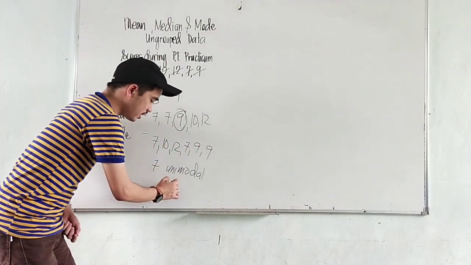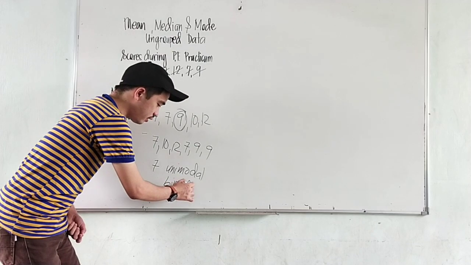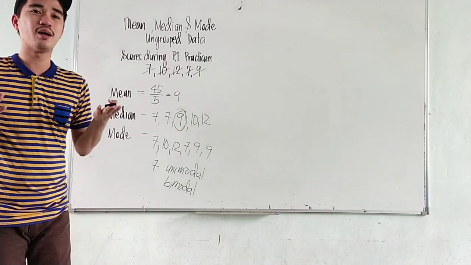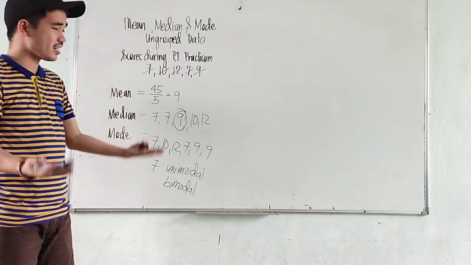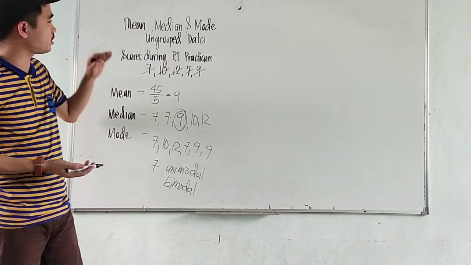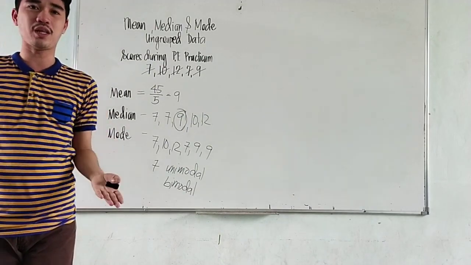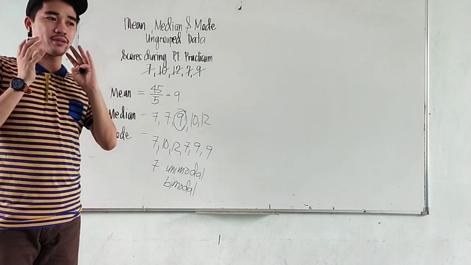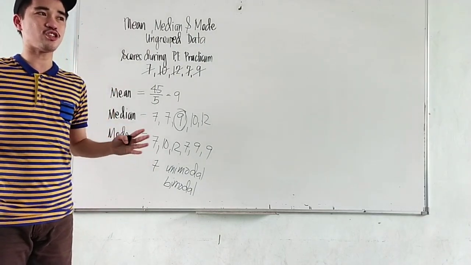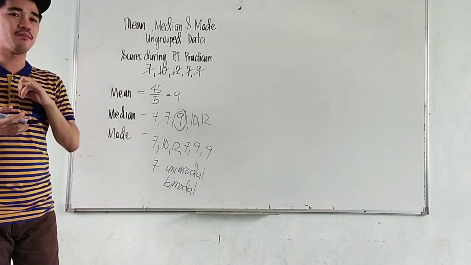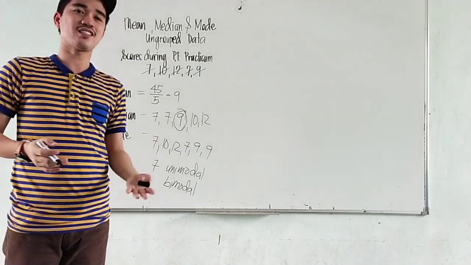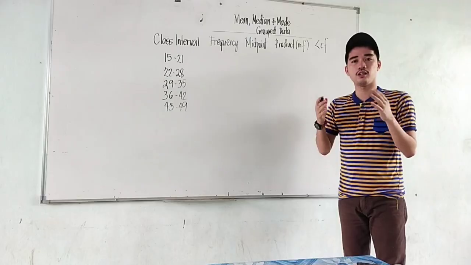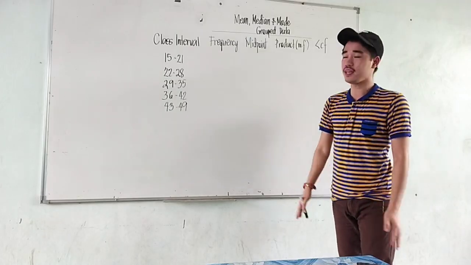How about if 3 or more numbers are repeated equally? So we have here trimodal or multimodal. That's very easy on how to get these three using the ungroup data. But this day, we will solve step-by-step computation on how to get the mean, median, and mode using the class interval of the problem. So let's start. We go now to our main topic.